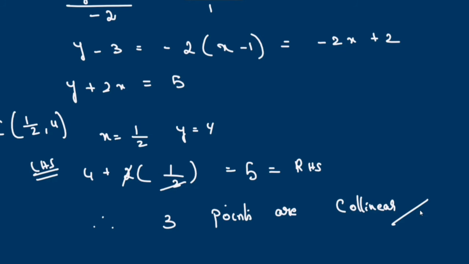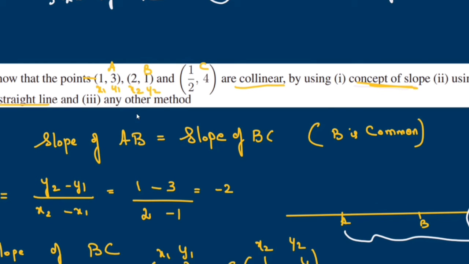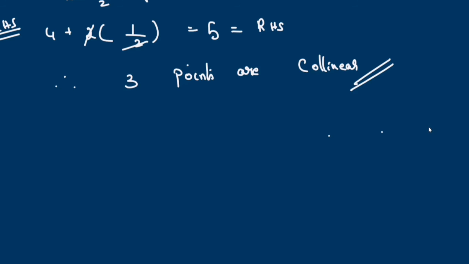All the 3 points are on a line. So this is the second part. Third is any other method. If 3 points are lying on a line, can you draw a triangle using these 3? No. That means area of a triangle is 0. We cannot draw a triangle.